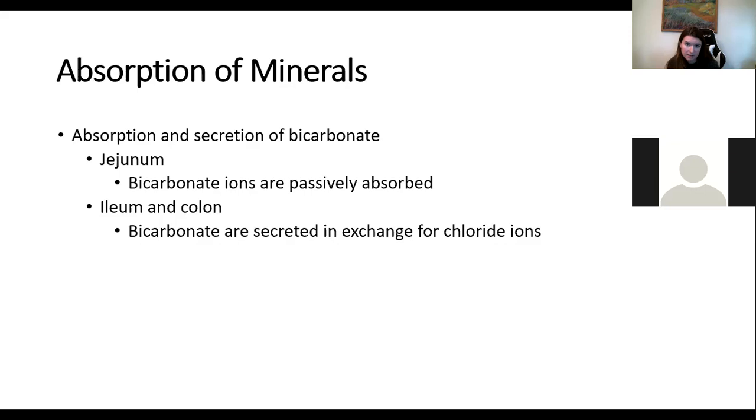Unsurprisingly, your GI tract is also processing bicarbonate. So we've spent a while on pH balance of the plasma. One of the places we're getting bicarbonate from is from the food we eat. So it's going to get absorbed. It's also going to get secreted because we need to control the pH of the GI tract itself. The place it's getting absorbed is mainly the jejunum. So bicarbonate ions are passively absorbed there.